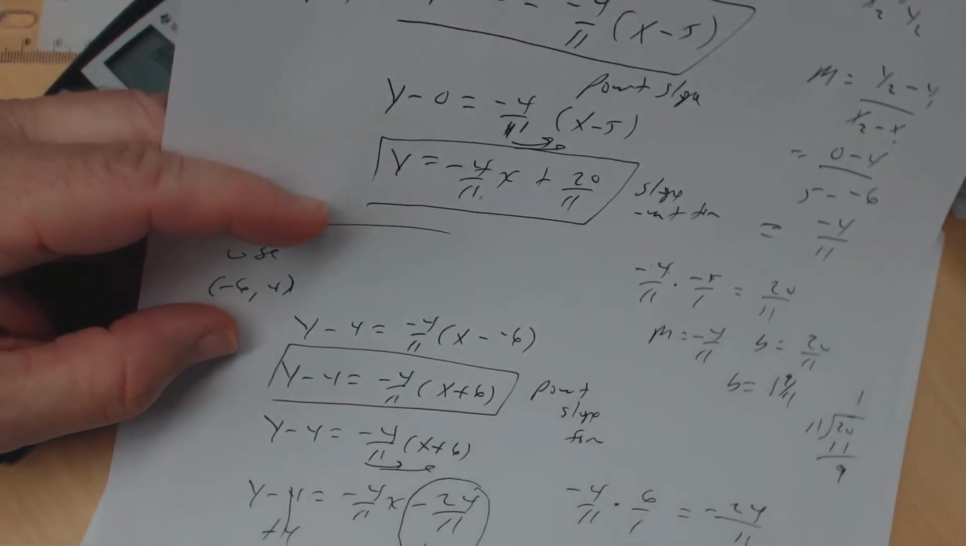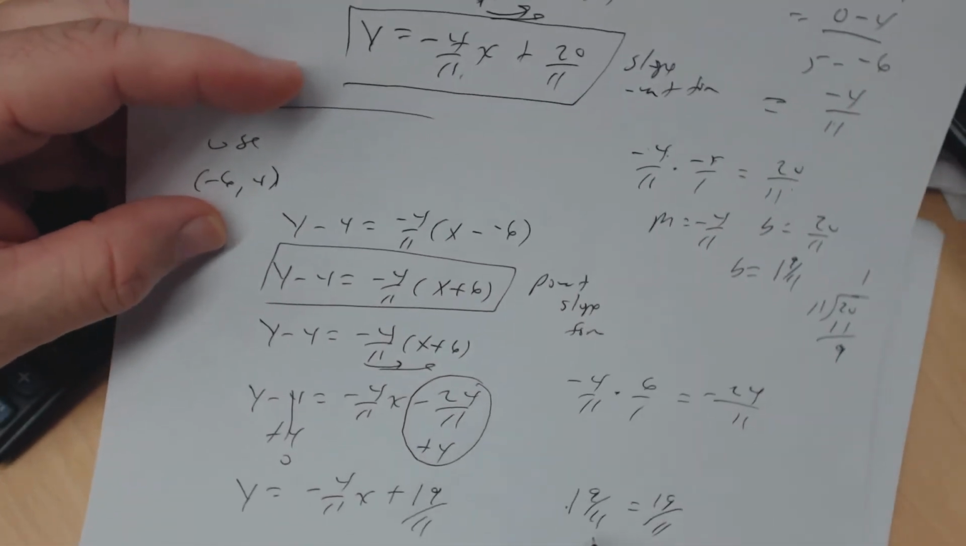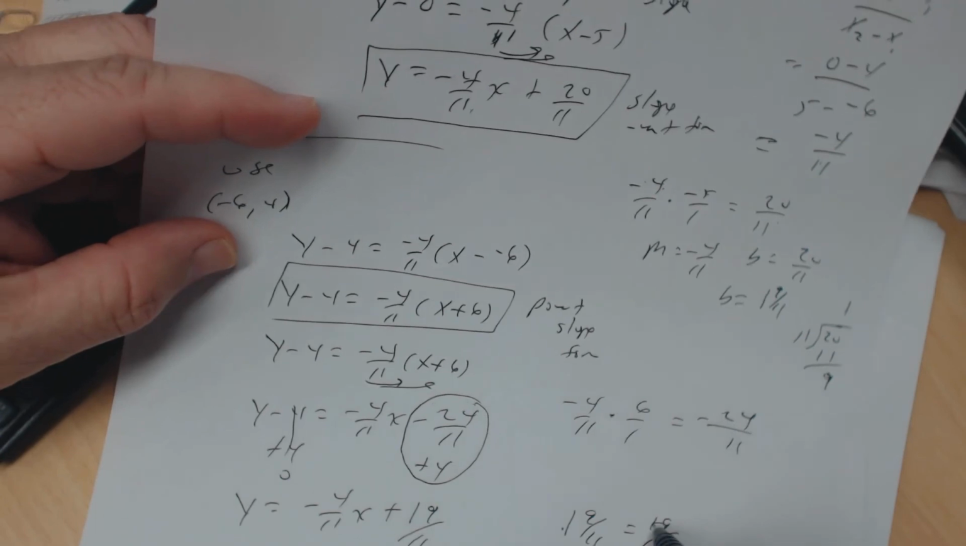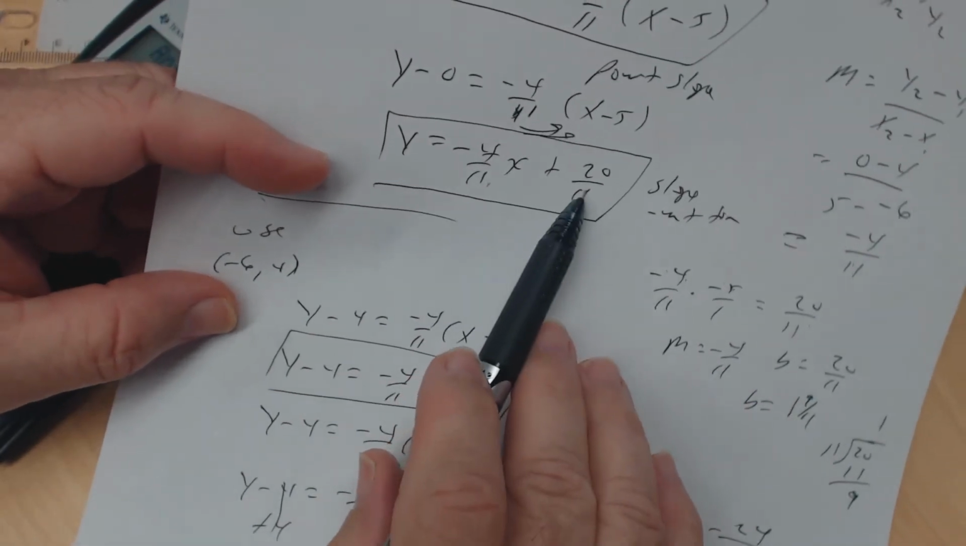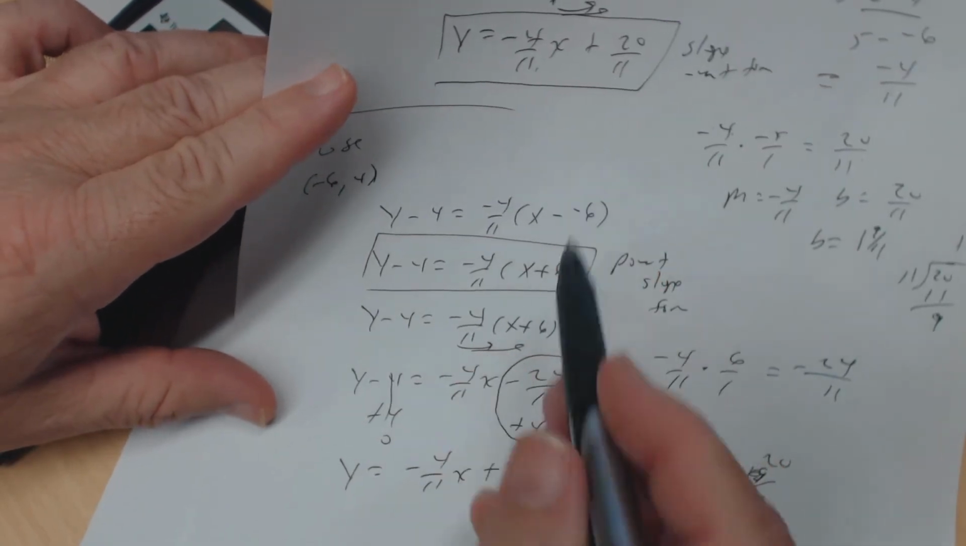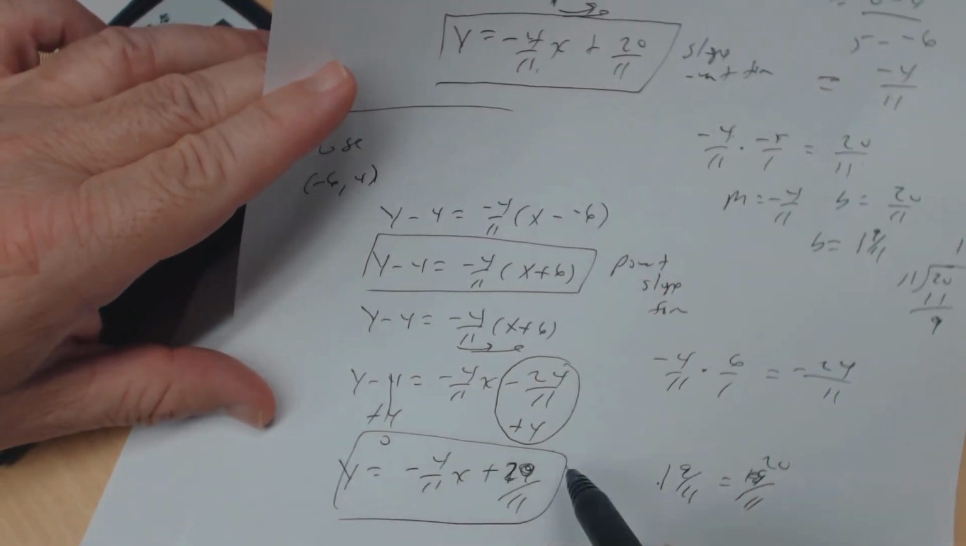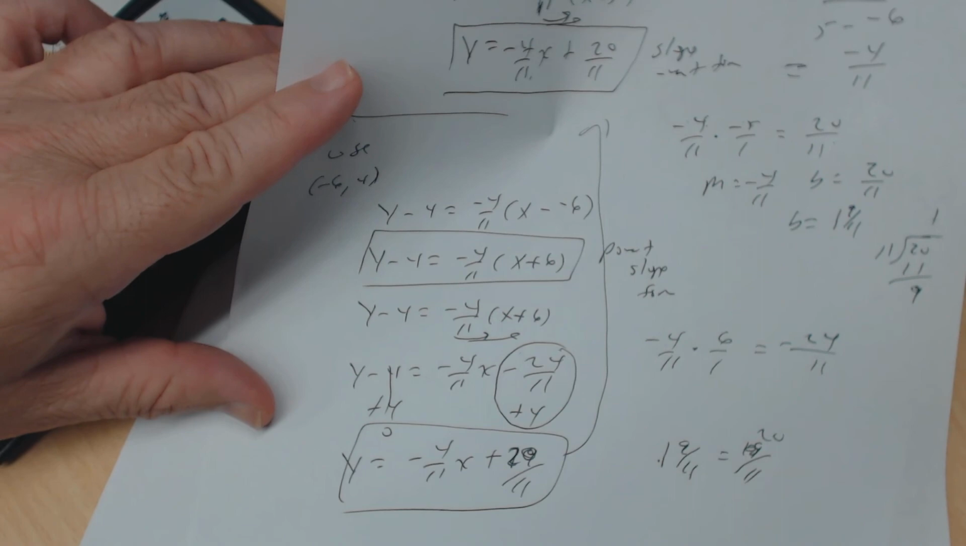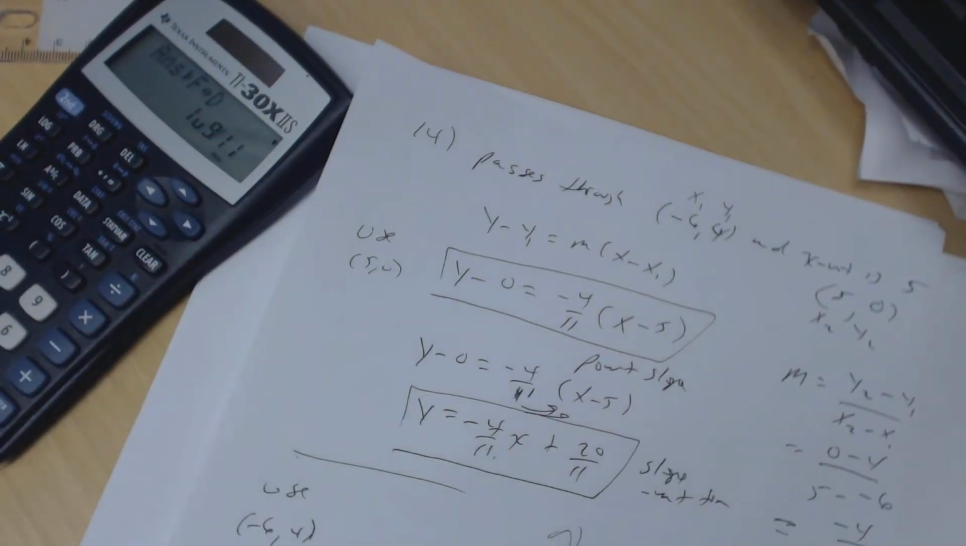Oops, sorry, that's 20, excuse me. 11 times 1 is 11, plus 9 is 20. And so that should match this, 20/11. So notice you get the same answer. Regardless of which point you use, you get the same answer. Okay? All right, so that's going to take care of this part.